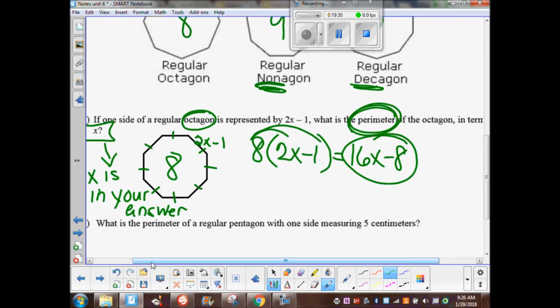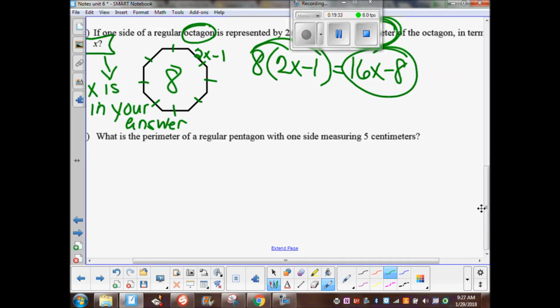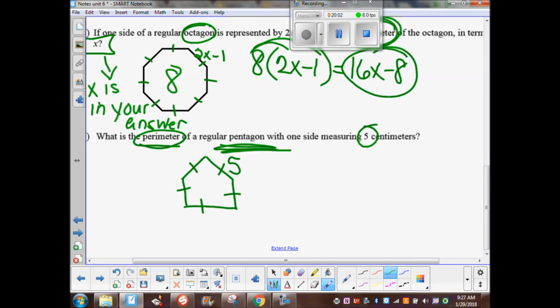What is the perimeter of a regular pentagon with one side measuring 5? Perimeter, pentagon. How many sides for a pentagon? Pentagon, right there in front of you. I just didn't hear you. 5 measures 5. How many 5s do I have? 5. What's the perimeter? Not a trick question, my friends. 25 centimeters.